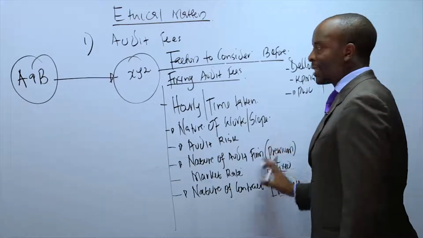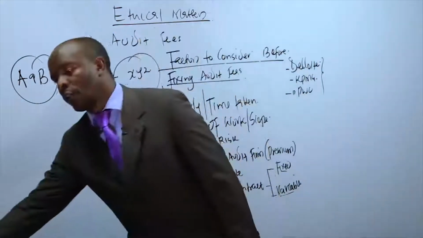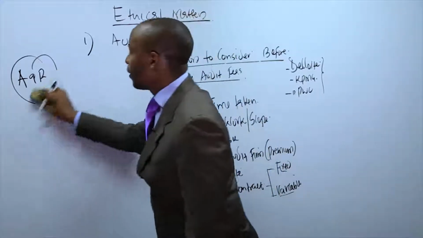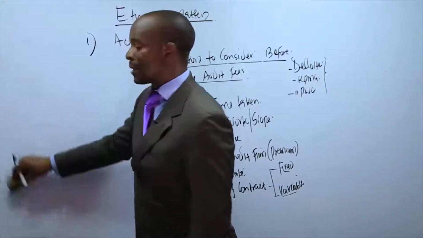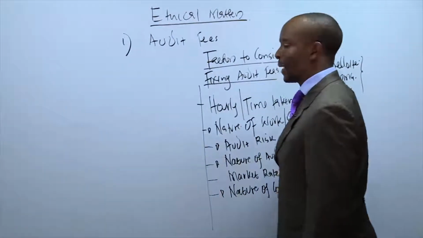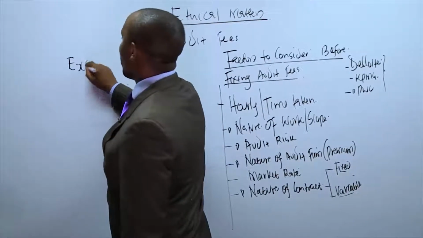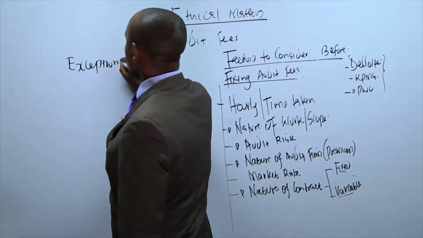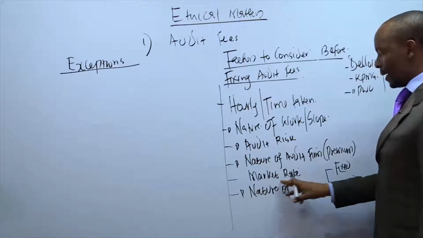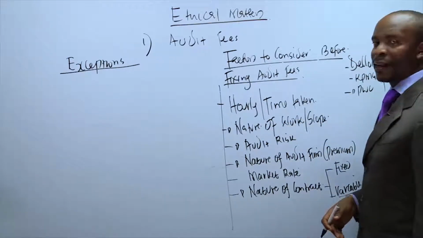However, these things have exceptions. There are exceptions which you need to note concerning the fixing of the audit fee. That is what I want to go ahead and explain. When you're fixing the audit fee, the rules are that you should not fix the lowest audit fee in the market. If you fix a lower than the market rate audit fee so that you can get the client, that is called lowballing.